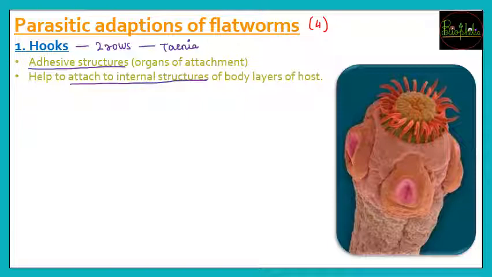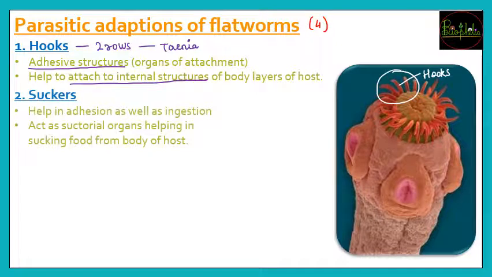If you look at this particular photograph, the region seen at the very top is nothing but the hooks. Now these hooks are in 2 rows. Smaller hooks and larger hooks alternate with each other, and that is how the two rows are formed. Another structure or adaptation is the suckers. These suckers also help in addition, holding on with their suction capability, as well as helping in ingestion.